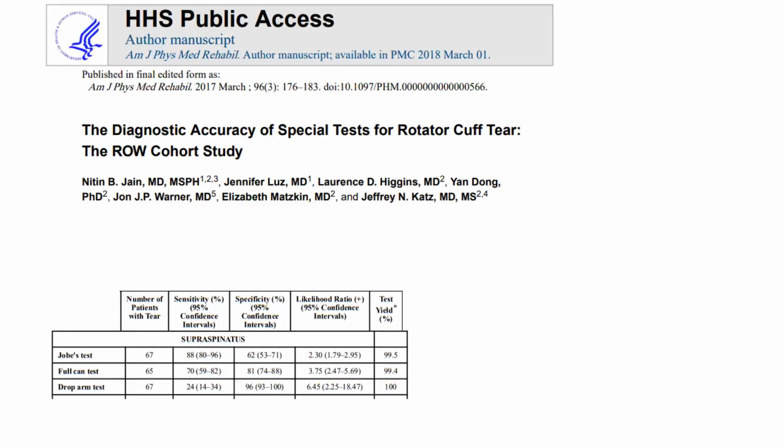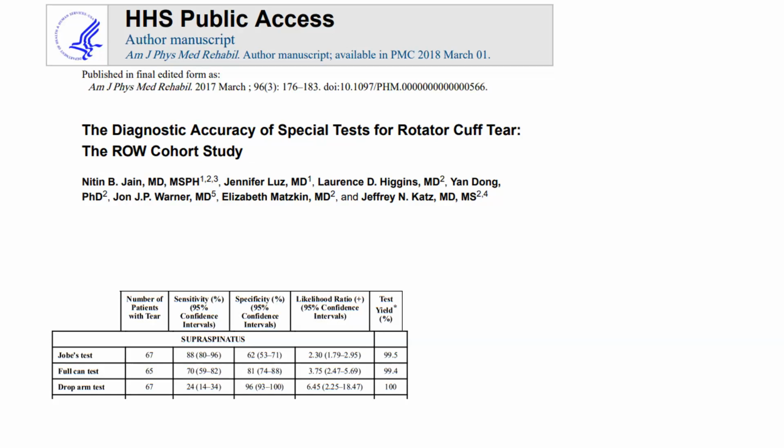This is a study showing the diagnostic accuracy of special tests for rotator cuff tear for the supraspinatus. This study has covered the accuracy for all the tests for the rotator cuff tear. This slide shows the supraspinatus efficacy, where the Jobe test has a sensitivity of 80% and specificity of 62%.